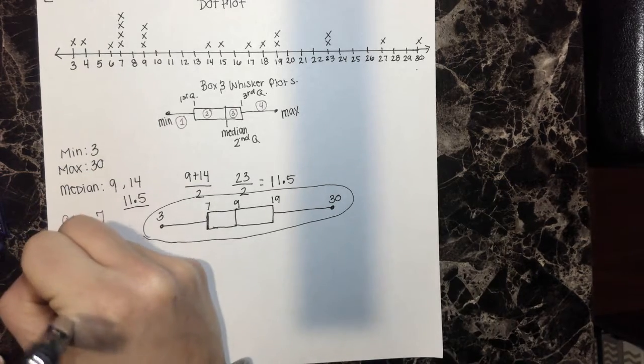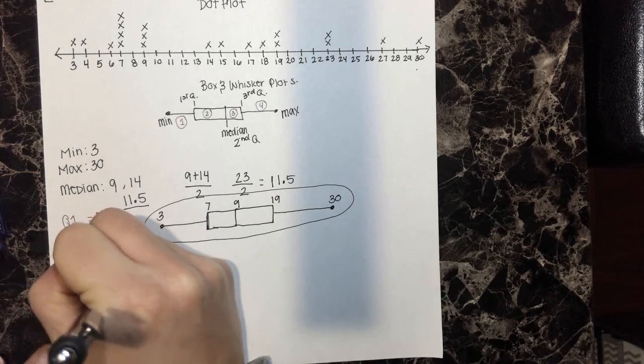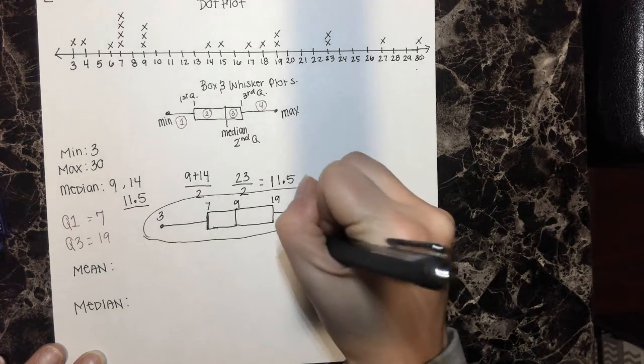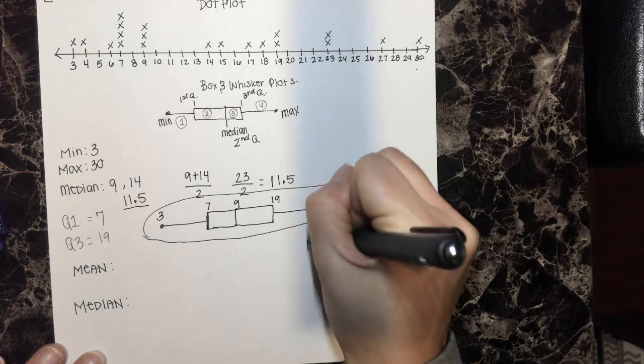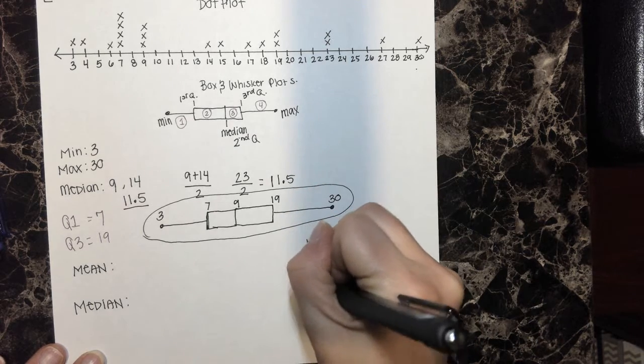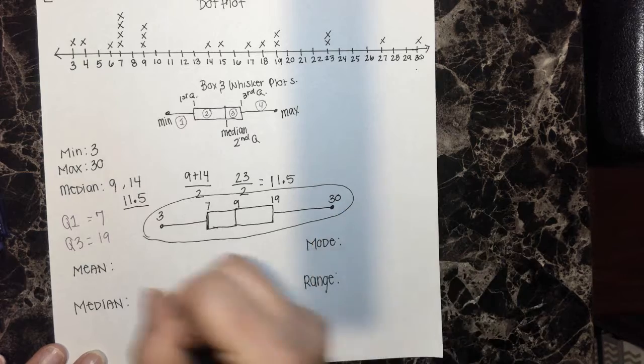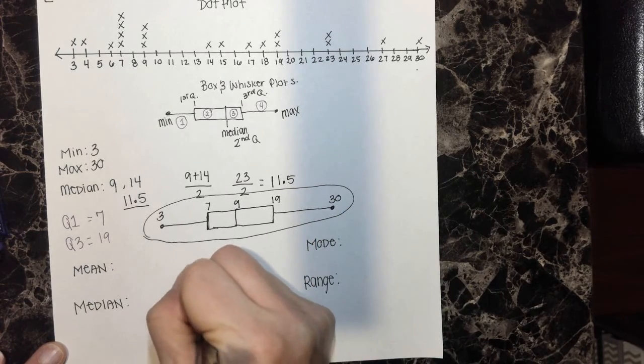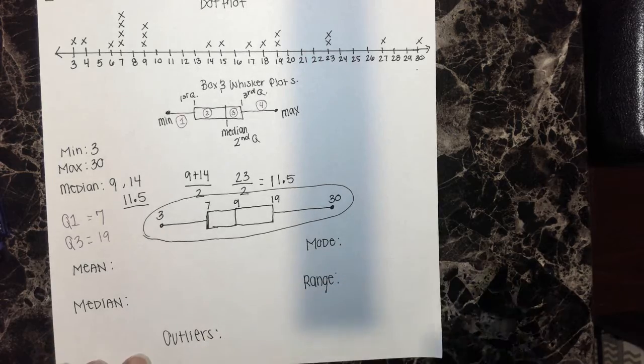We need to find the median, we need to find our mode, we need to find a range, and we're going to look at any outliers. So let's start with our first one, your mean.